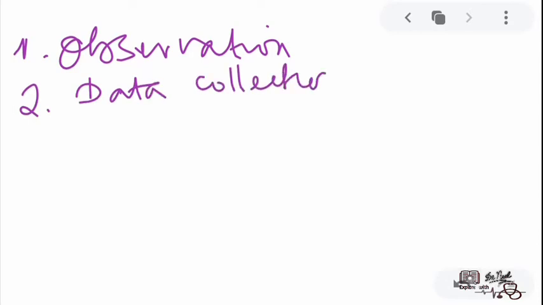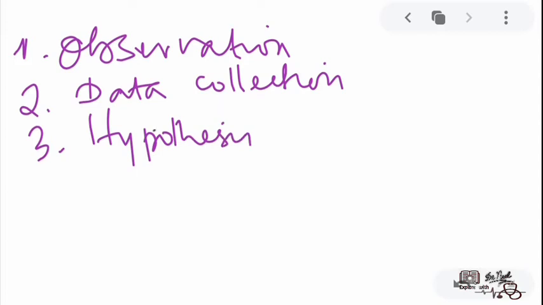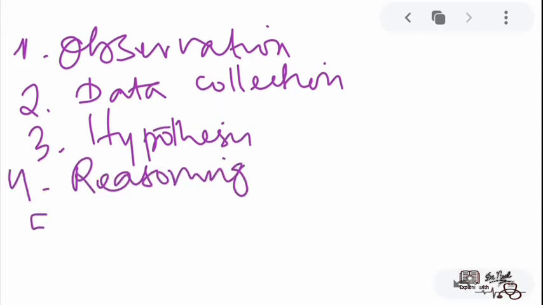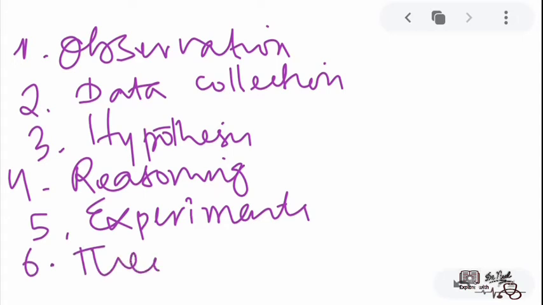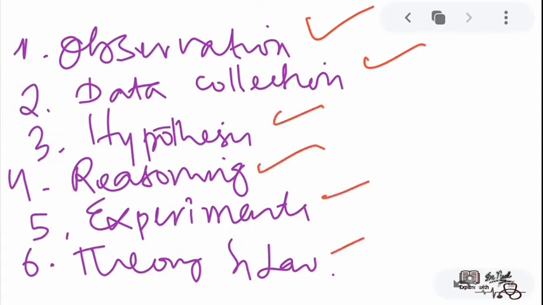Number 1, observation. Step number 2, data collection. Step number 3, hypothesis. And step number 4, reasoning. Step number 5, experimentation. And step number 6, theory. And step number 7, law. Alright, so we'll be talking about each in detail one by one.